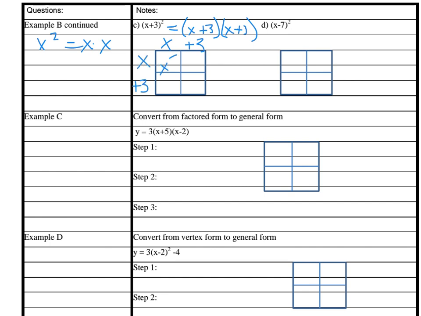So we do x times x and get x squared, x times 3 and get 3x, 3 times x we get 3x, 3 times 3 we get 9. We look for our like terms, 3x and 3x give me 6x. And then I had x squared out front and a positive 9, so plus 9. And then the x squared was positive, so it would be plus x squared plus 6x plus 9.